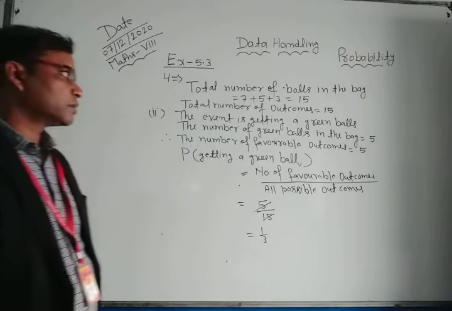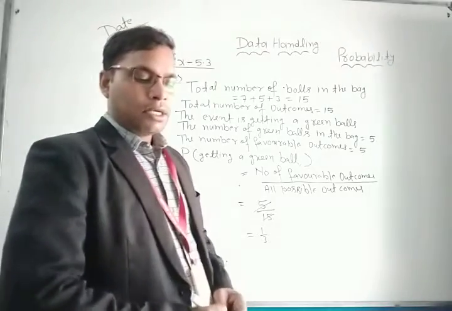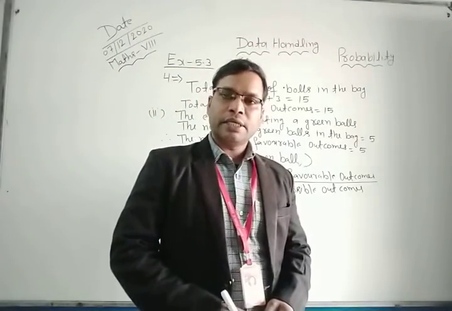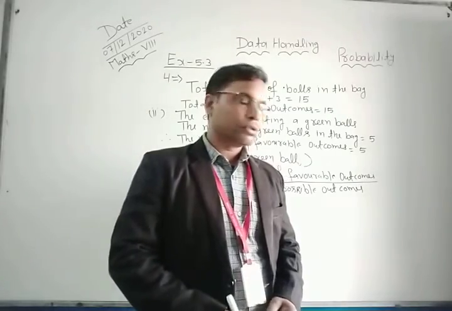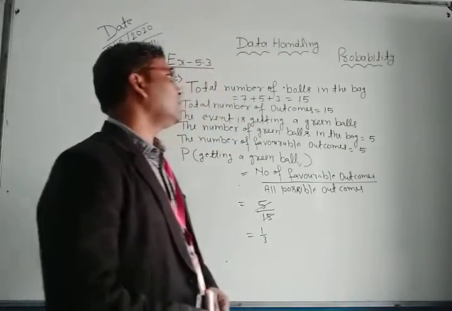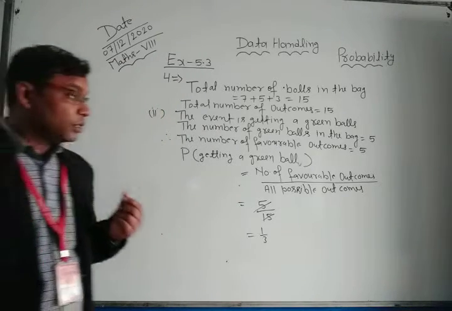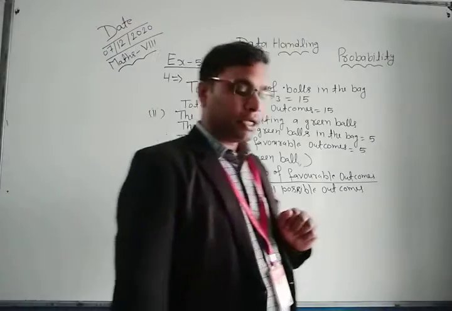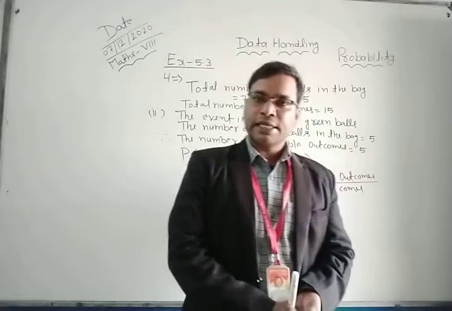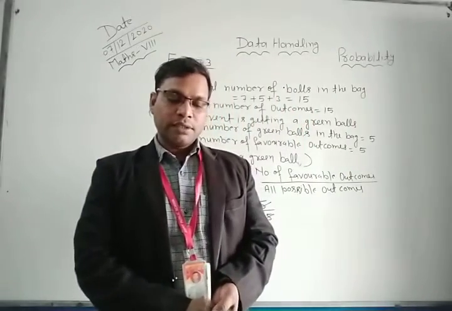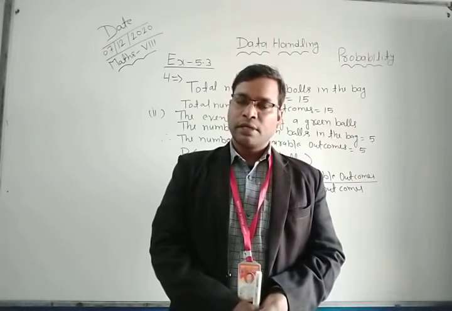This is clear? Now, the third part: find the probability of not getting a blue ball. The number of blue balls here is 3. So not getting a blue ball means the event is getting a non-blue ball. The total number of non-blue balls is equal to 7 plus 5.